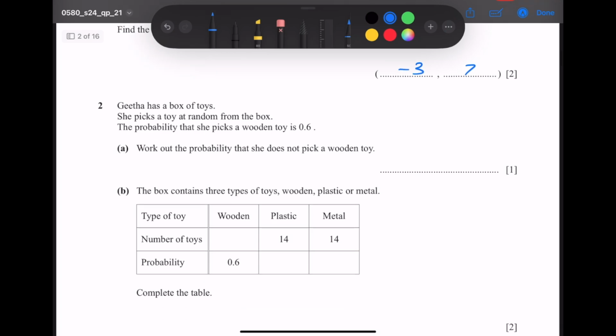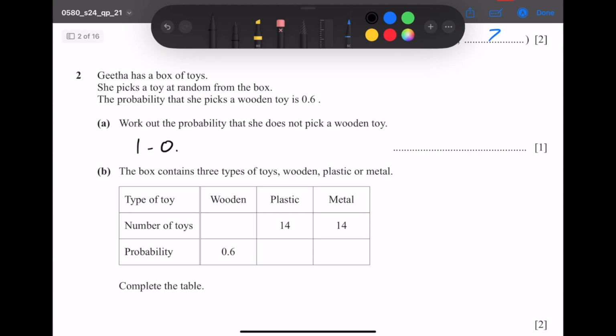Question 2. Geeta has a box of toys and she picks a toy at random from the box. The odds of her picking up a wooden toy is 0.6. What are the odds that she does not pick up a wooden toy? So when she picks up a toy, the toy can either be wooden or non-wooden. Therefore, if the total probability is 1, the odds of her not picking up a wooden toy is 1 minus the odds of her picking up a wooden toy. 1 minus 0.6, which is 0.4.